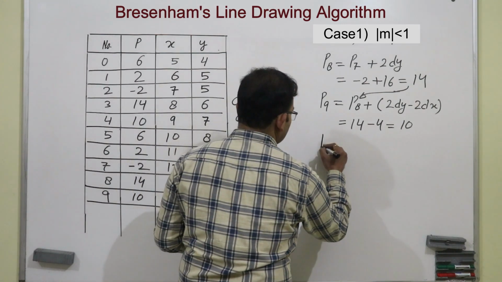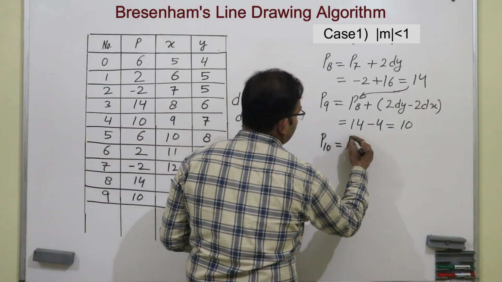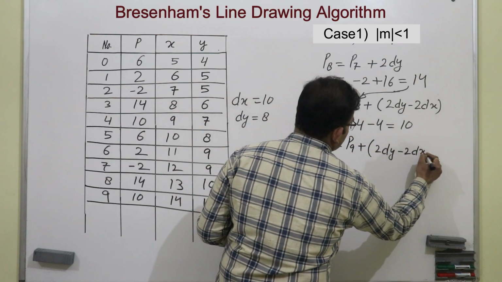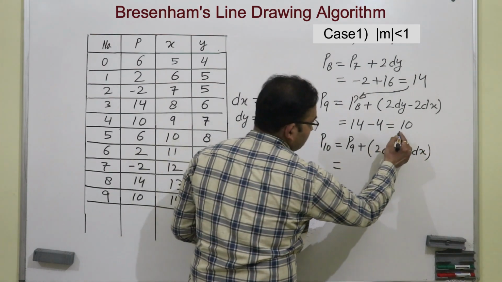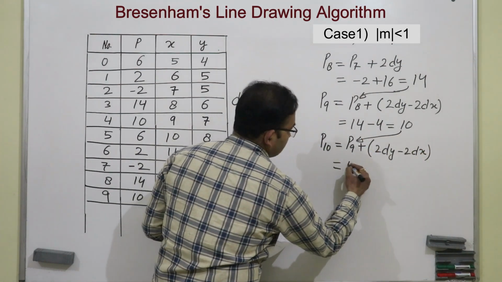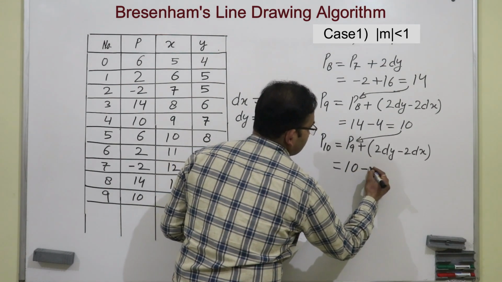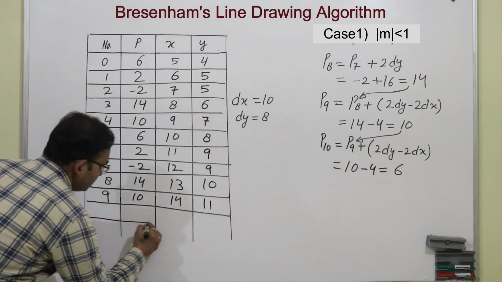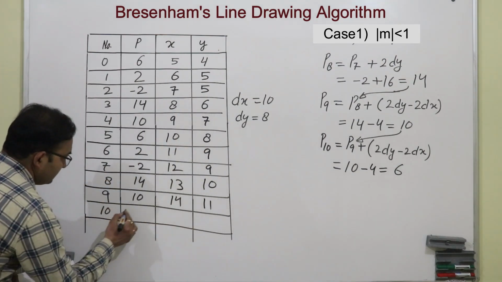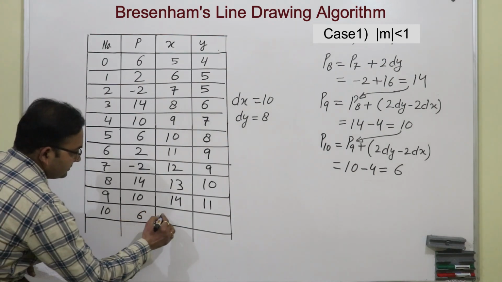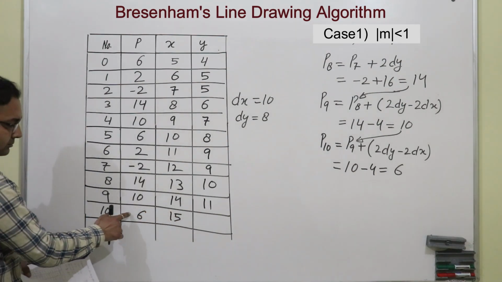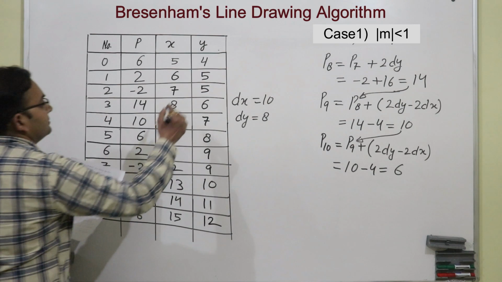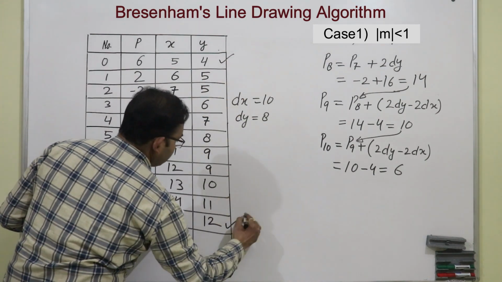Then last is P10 equal to P9 plus 2 dy minus 2 dx. So, it will come here, it is 10 minus 4 equal to 6. P10 value is 6, it is positive, so y will increase by 1, 12. So, this is the initial coordinates, and this is the final coordinates.